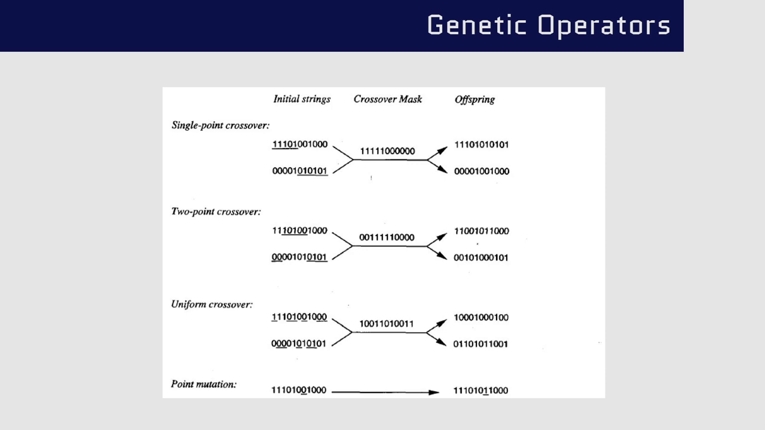Then you have the uniform crossover, where you decide randomly for each bit whether you exchange the 2 bits of the 2 parents or not when generating their offsprings. The basic mutation operator consists of randomly selecting one bit in the chromosome and flipping the state of this bit.